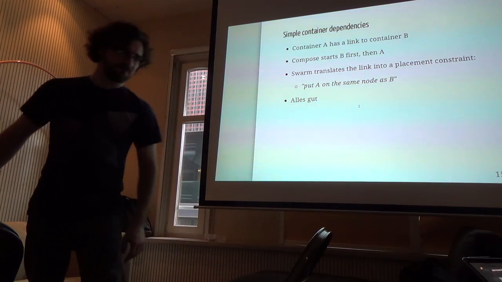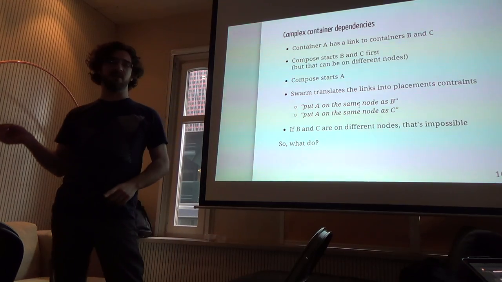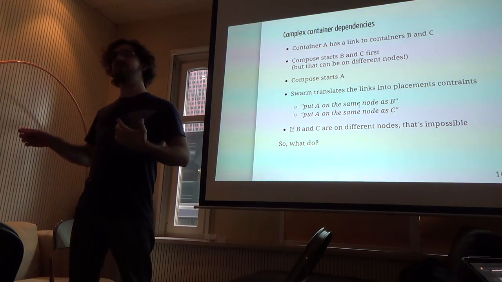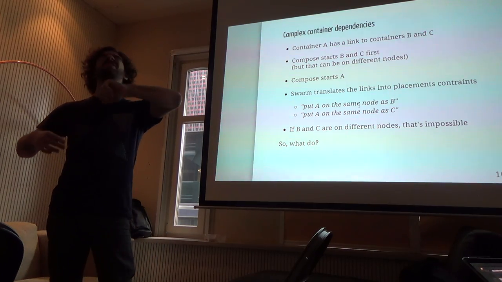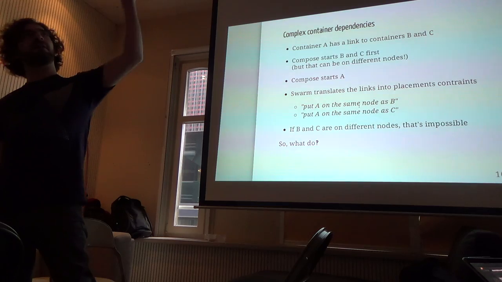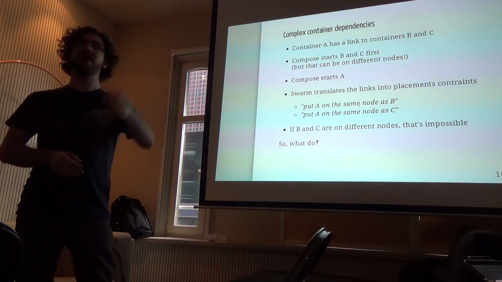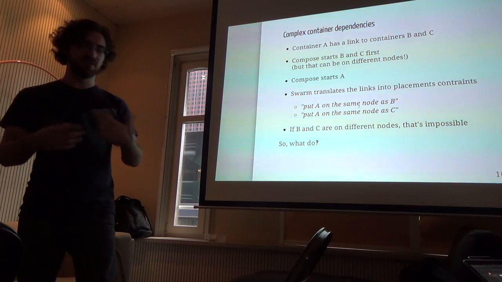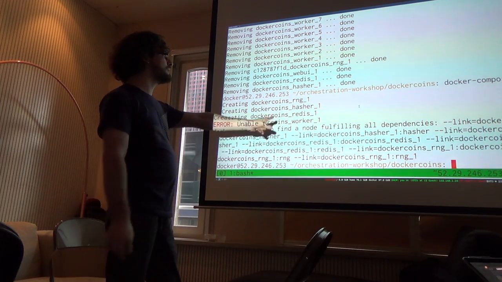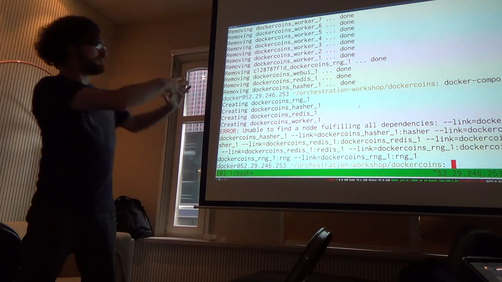and then everything is fine. However, if I have two dependencies, like here I have Walker that needs to connect to RNG and Hasher and also Redis. In that case, Compose is still smart enough to start the containers in the right order, so RNG, Hasher, Redis, and then Walker. But when Swarm receives that information, it says, okay, I'm going to put RNG here, Hasher here, and Redis over there. And then when it receives that Walker has to be with RNG, but also with Hasher, and also with Redis, it's impossible, because they are on different machines. So that's what it means here. Unable to find node fulfilling all dependencies. So link DockerCoin Hasher, and also link DockerCoin Redis, and also link DockerCoin RNG. It's pretty verbose, but that's what it means.